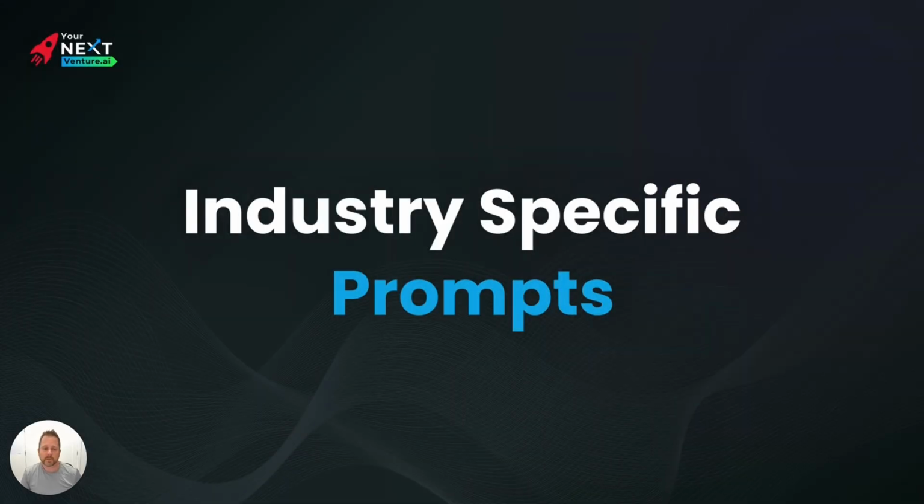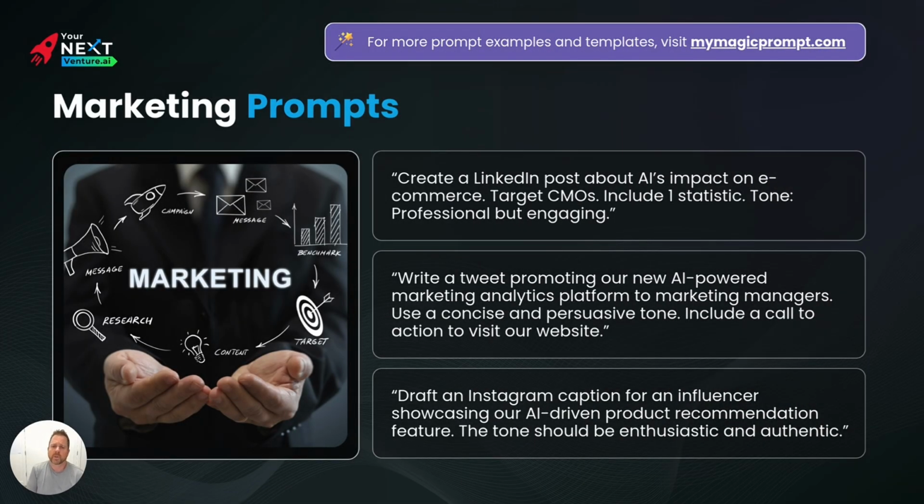So now let's dive into a few different real world examples. Now that we've covered core, this whole framework, let's look at how this is applied to specific industries. For marketing prompts, we need to be clear about the target audience and desired outcome. For LinkedIn, we focus on professionals and use professional tone. For other platforms like Twitter or Instagram, the tone and style would shift significantly.